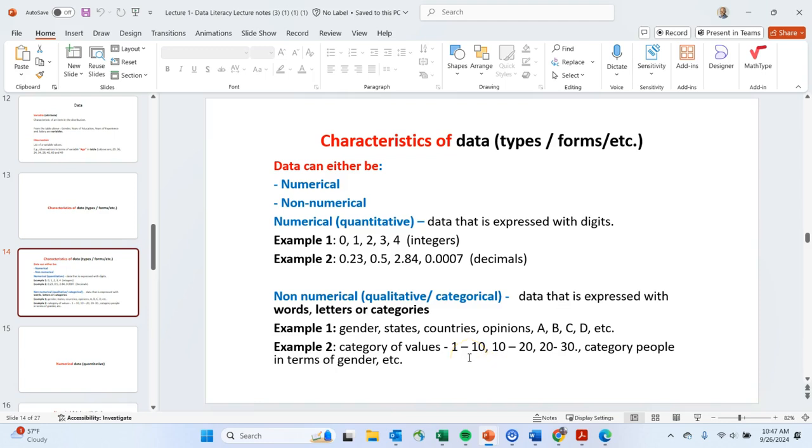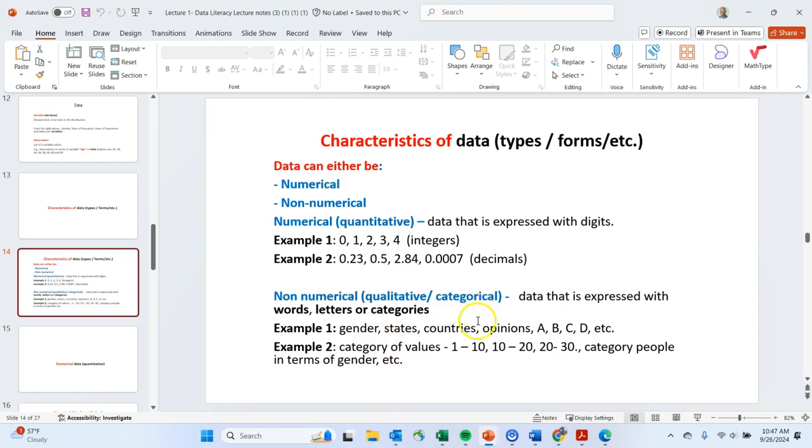Therefore we can say this is, again, not numerical, but non-numerical. The difference between the two is how to analyze them. The way we analyze numerical data may be different from the way we analyze non-numerical data. For instance, if we want to analyze or summarize non-numerical data, all we can do is just to count.